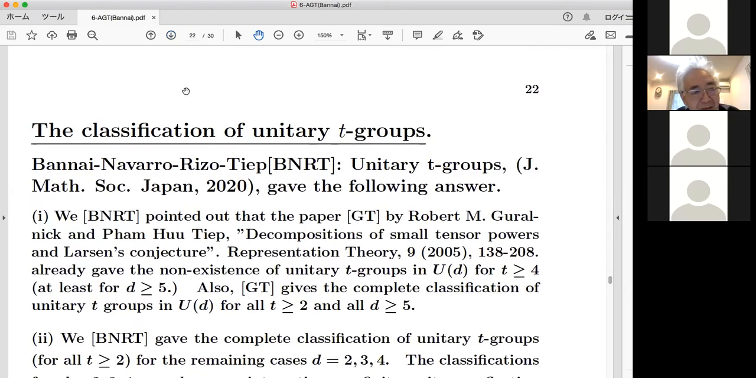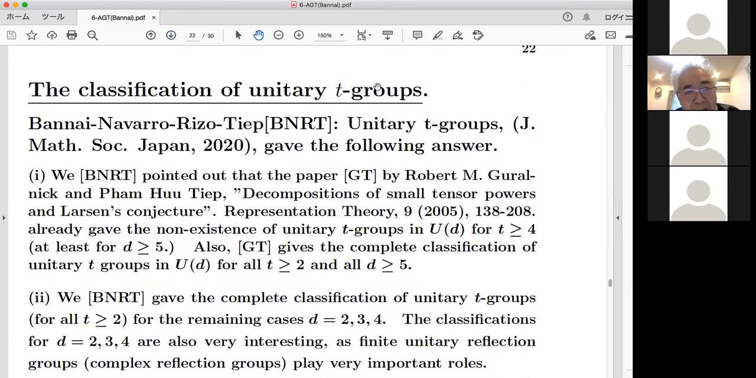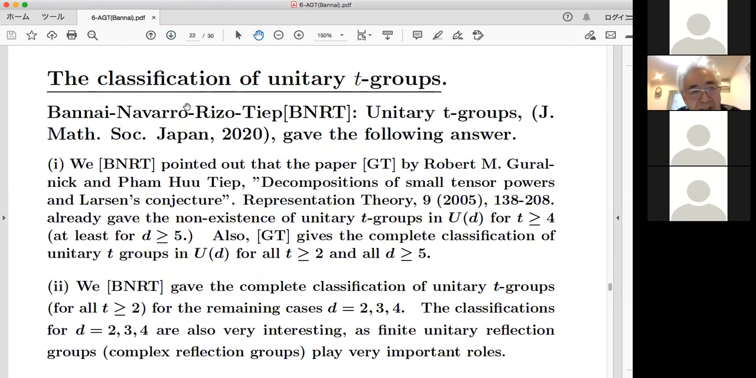But we now have the classification of unitary T groups. This was finally done by our joint paper with Navarro, Rizzo, and Tiep. The title of the paper is Unitary T Groups, published in the Journal of the Mathematical Society of Japan about 2 years ago. And this paper gives the following answer.